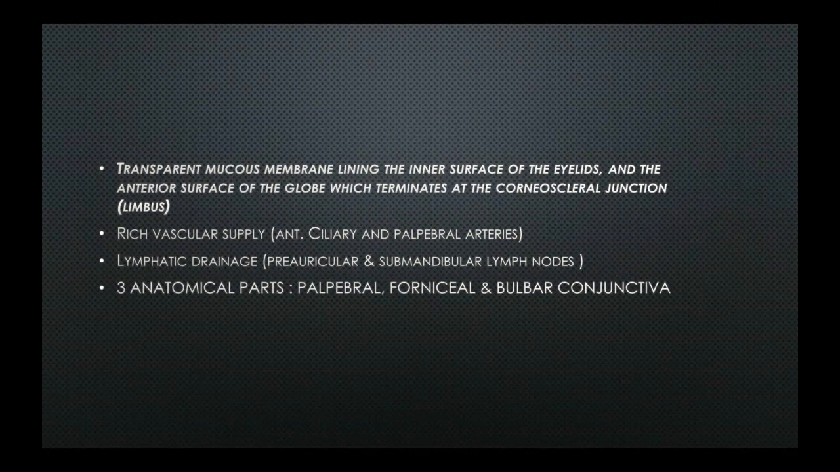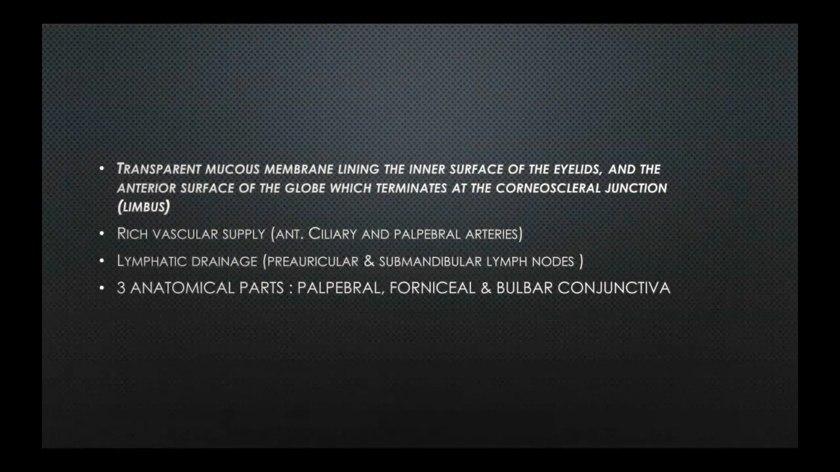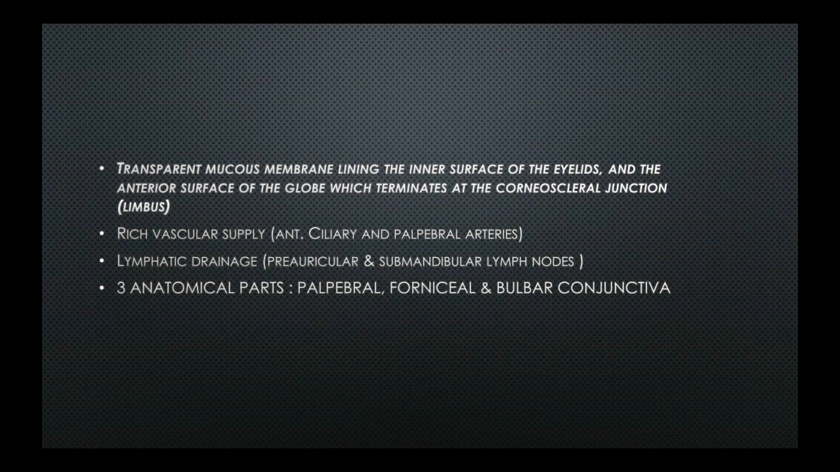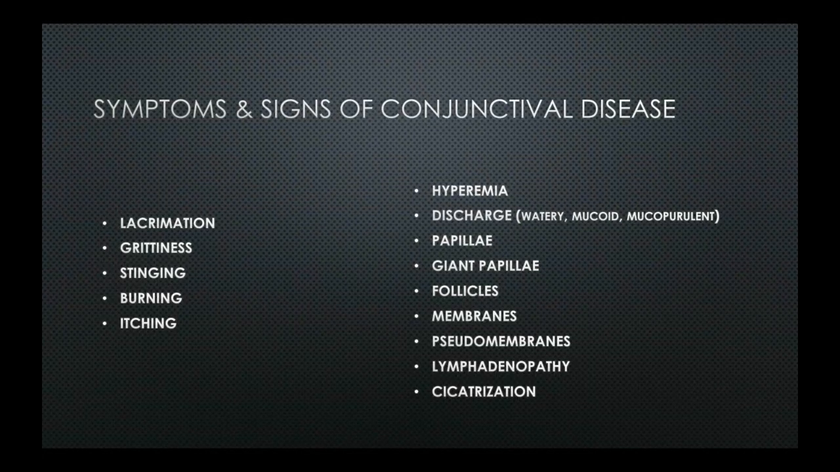Okay? So it goes through the tear film and then it lands on the conjunctiva. So what you're actually looking at is not just the sclera, you're looking at the conjunctiva, which is transparent with a rich vascular supply, and behind it is the sclera, which is the opaque white structure that you see. Okay? So when a patient complains of conjunctival disease, they tend to have these signs.